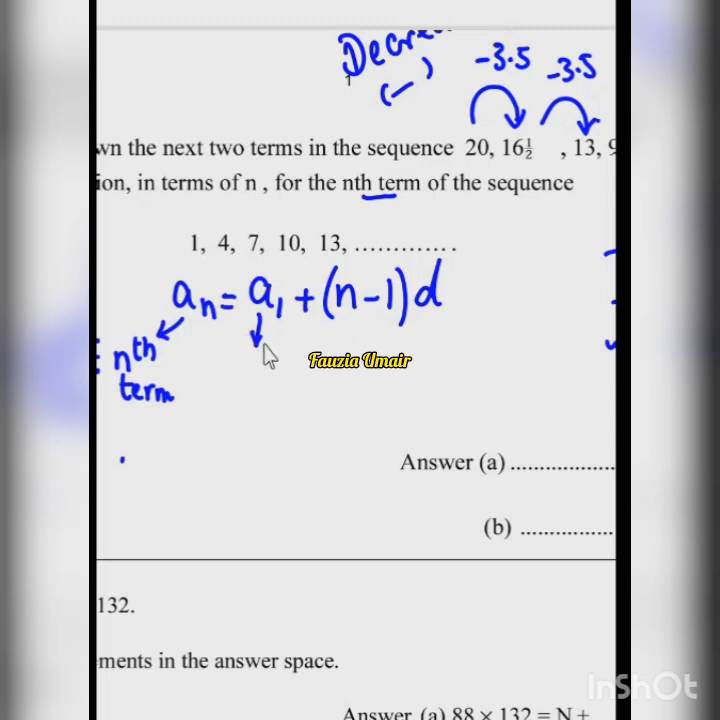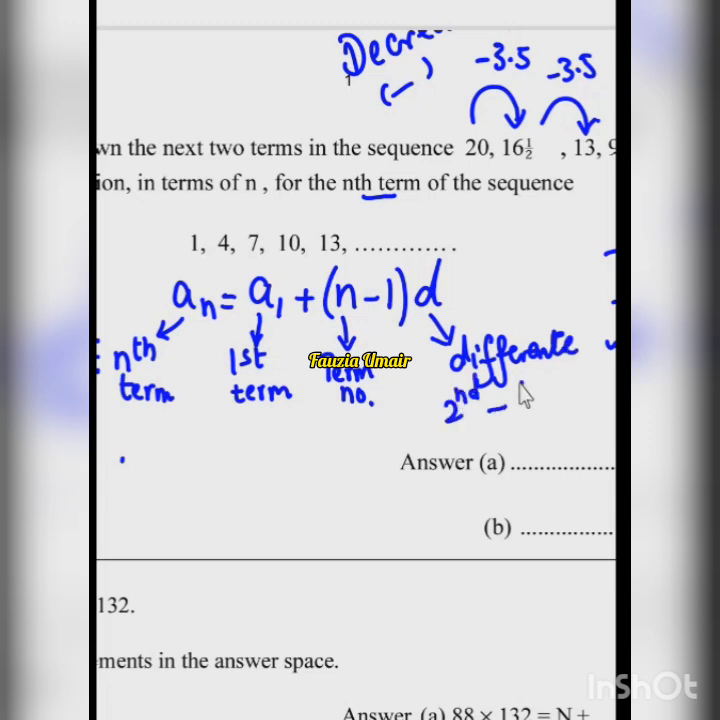a1 क्या होगी? a1 is first term of the sequence. ठीक है? So n is term number. ठीक है? And d is difference between two terms, या आप कह सकते हैं second term minus first term. ठीक है? This is how you need to calculate nth term formula. अब जब आप nth term formula calculate करते हैं तो you will only put value of a1 and d in the formula. You will not put n or an.